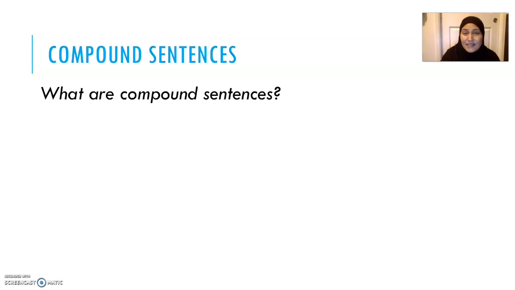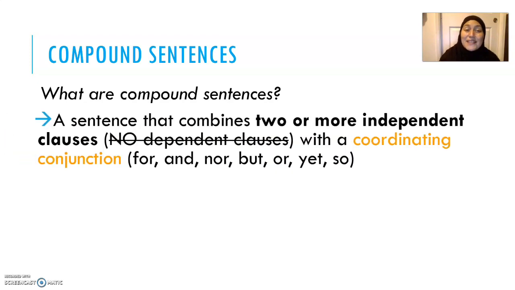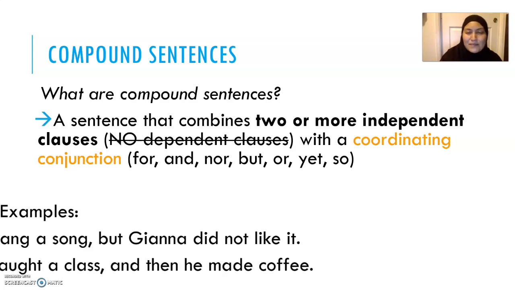The next type of sentence we're going to go over is compound sentences. Now, what are compound sentences? These are sentences that combine two or more independent clauses. Again, no dependent clauses. And these independent clauses are joined by coordinating conjunctions. And I have the list right here: for, and, nor, but, or, yet, or so. So again, let's look at some examples.